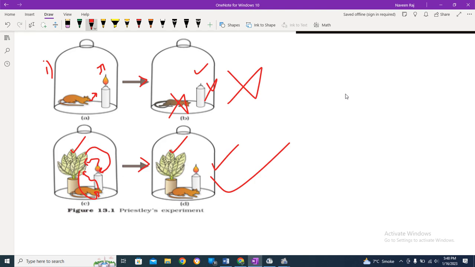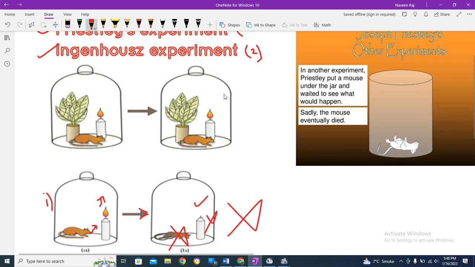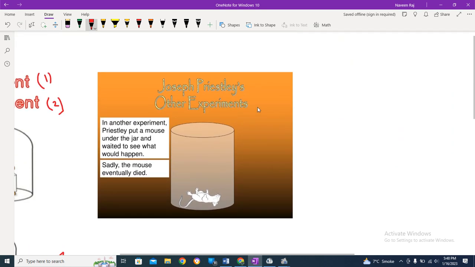So I do hope that you've got the concept. Here we have got the same diagram. It is showing that everything is stable in these conditions, and this is how the world works. Here we have got Joseph Priestley's other experiment. In another experiment, Priestley took a mouse and put that in a jar. So what would happen? Suddenly the mouse died.